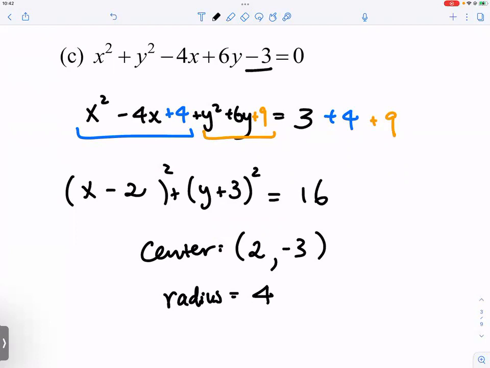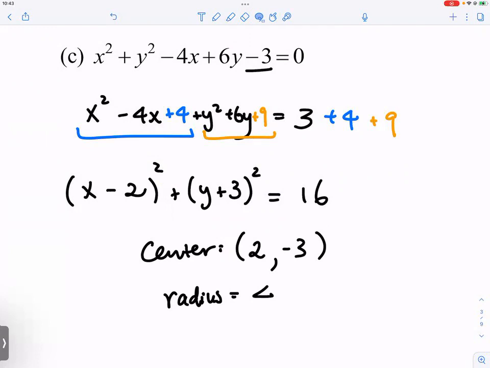Questions so far? How do we do completing the square? Okay. So now I will tell you a couple of things that students tend to miss when they are doing completing the square on this topic.